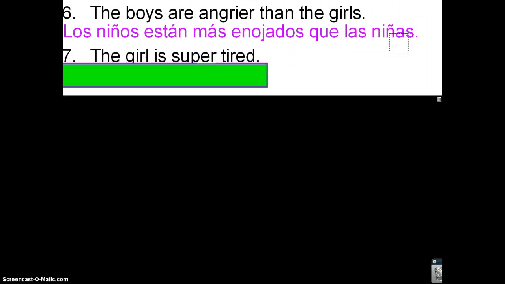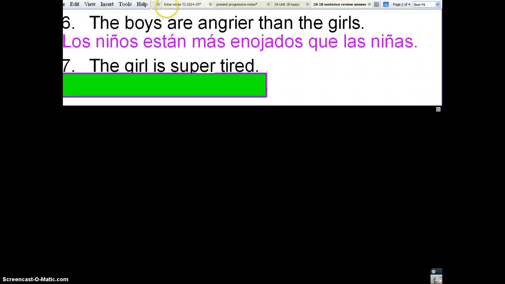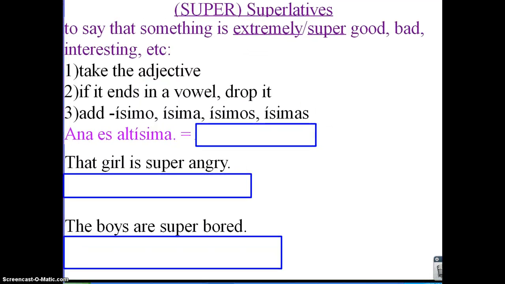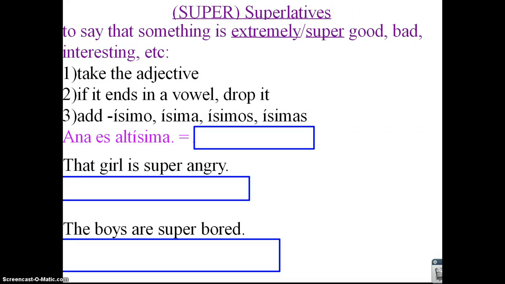Number 7, the girl is super tired. This is a super superlative. I can't get to my notes. I have to move this. There we go. Super superlatives. So you take the adjective. If it ends in a vowel, you drop it. And then you add -ísimo, -ísima, -ísimos, or -ísimas, with an accent right before the S in those. So let me move this back down. Just by doing that, you're saying super something.